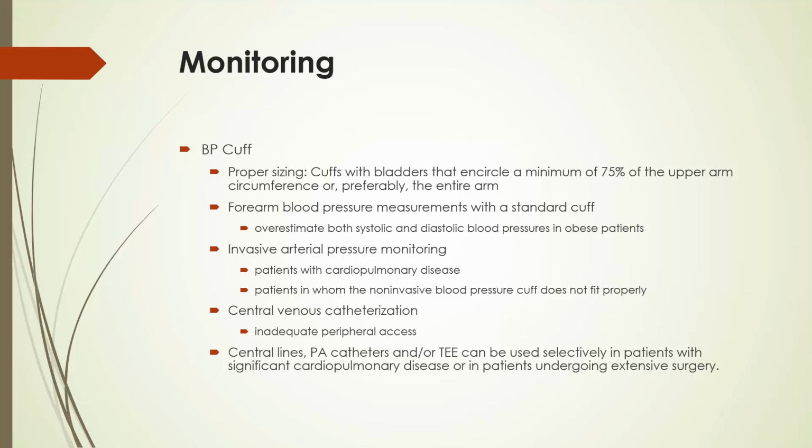Forearm blood pressure measurements with a standard cuff overestimate both systolic and diastolic blood pressures in obese patients. A-lines can be indicated for the super obese patients, not only because those patients may have cardiopulmonary disease, but also for those patients in whom you can't use a blood pressure cuff properly. Central venous catheterization, though not routinely needed, may be required for IV access in some patients when we have inadequate peripheral access or for periodic fluid management. The central venous catheters, PA catheters, and even TEE can be used selectively in these patients, especially if they have significant cardiopulmonary disease or they need to go through extensive surgery.